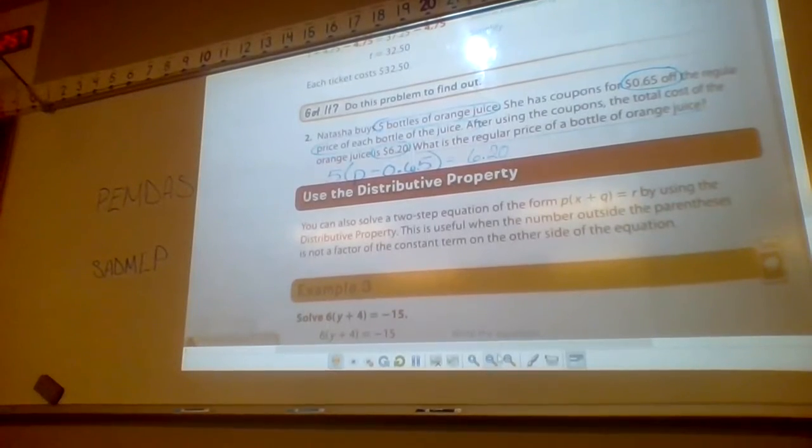Please remember, this is a word problem. You do need to label it. If you want to know what the label is, read the question.